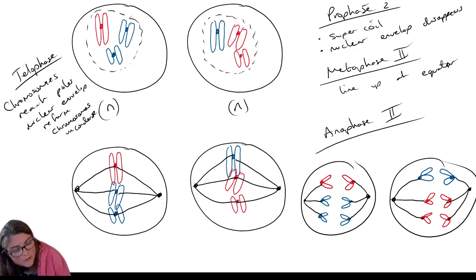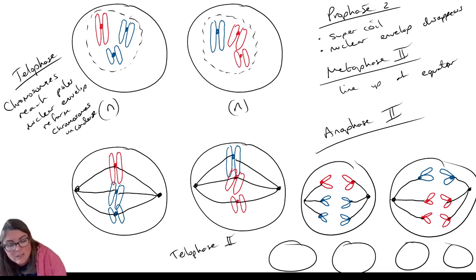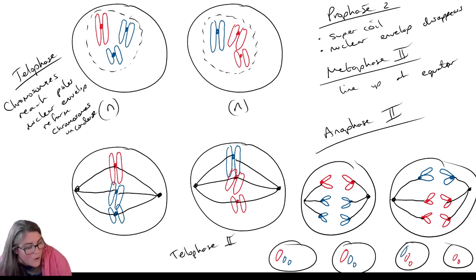haploid daughter cells. So when we get to the last stage, which is telophase 2, once they've reached the poles, now what we have is one shorter one, shorter one, shorter one, shorter one. Do this in the right colors. They are haploid because they only have one set of each of the chromosomes.